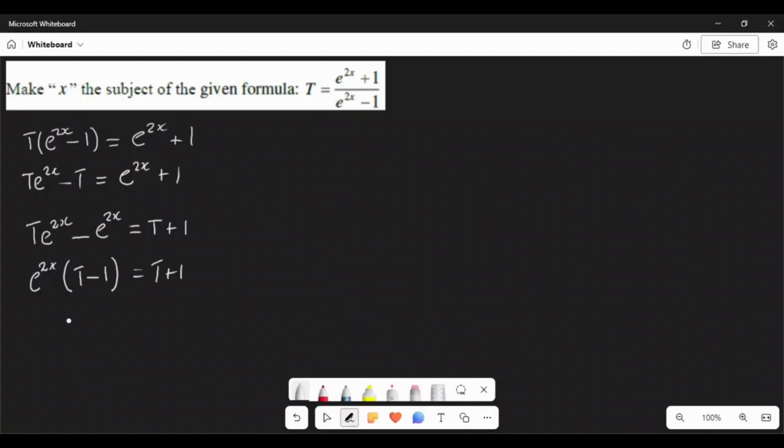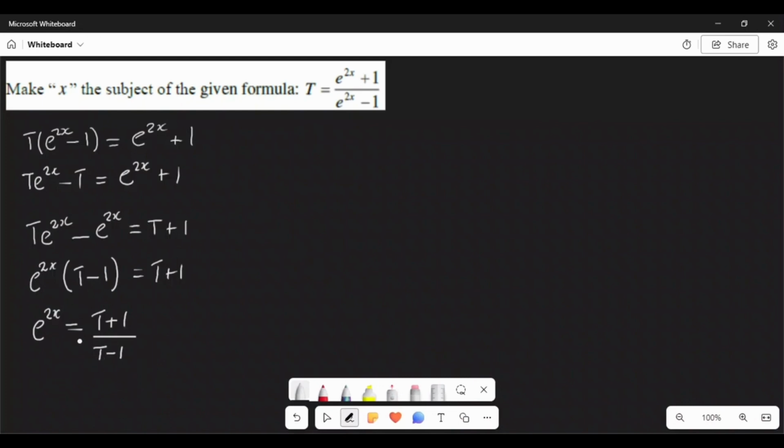Right, so from here, what do we do? We divide by this t minus 1. So we're going to be left with e to the power of 2x, and then when we divide by t minus 1 on our right hand side, we're going to be left with t plus 1 over t minus 1, because we divided by t minus 1 on both sides, and then this is going to give you 1. All right, so this is what we have.